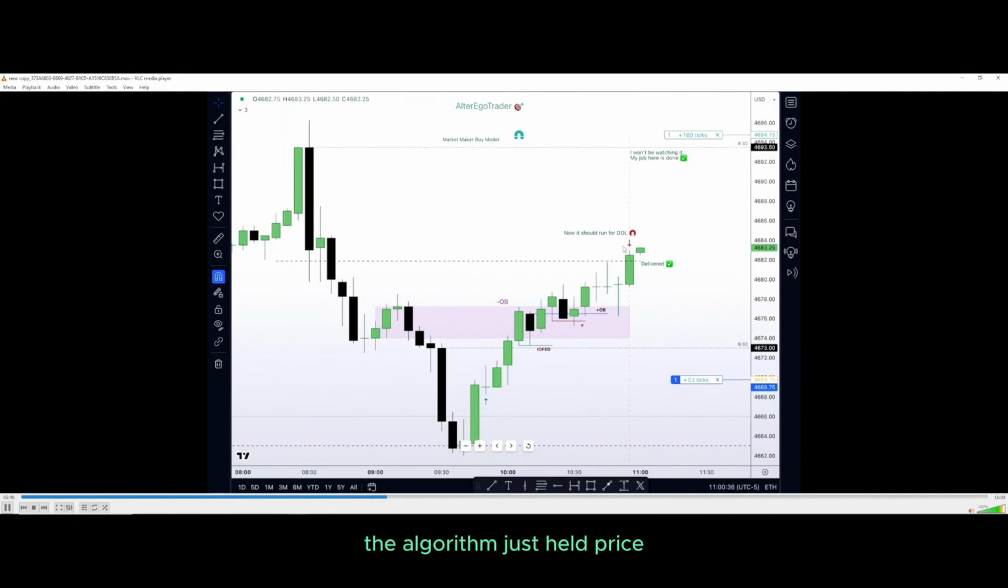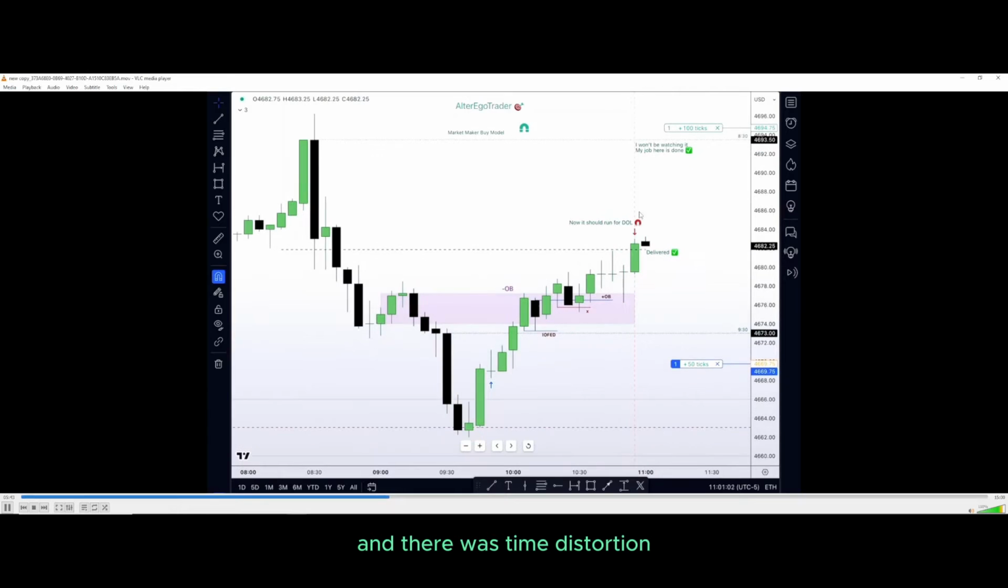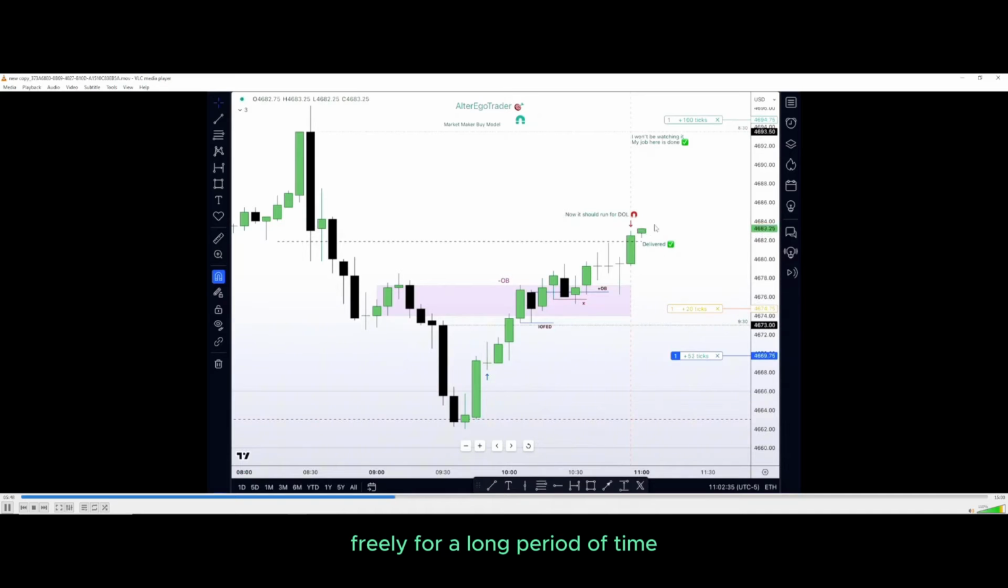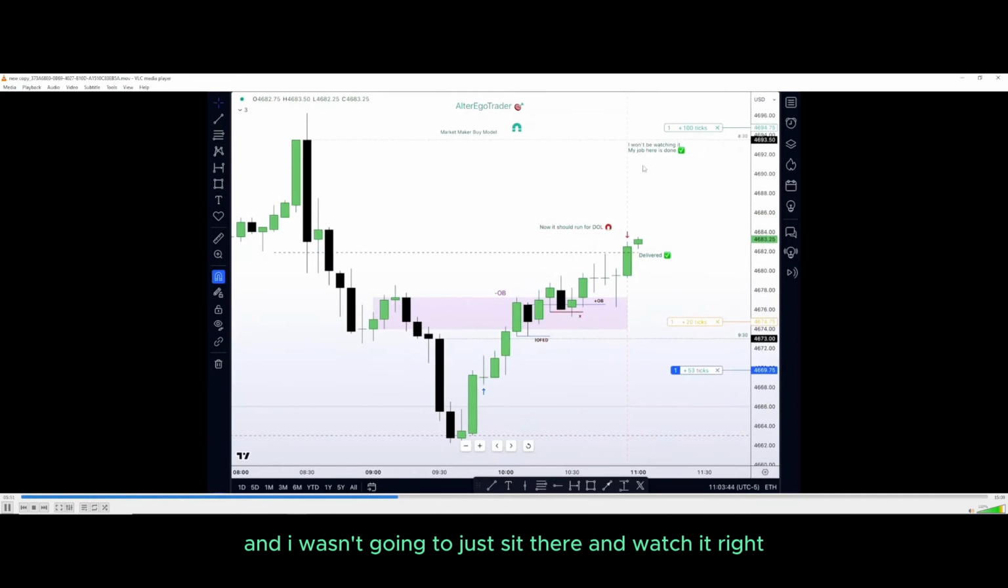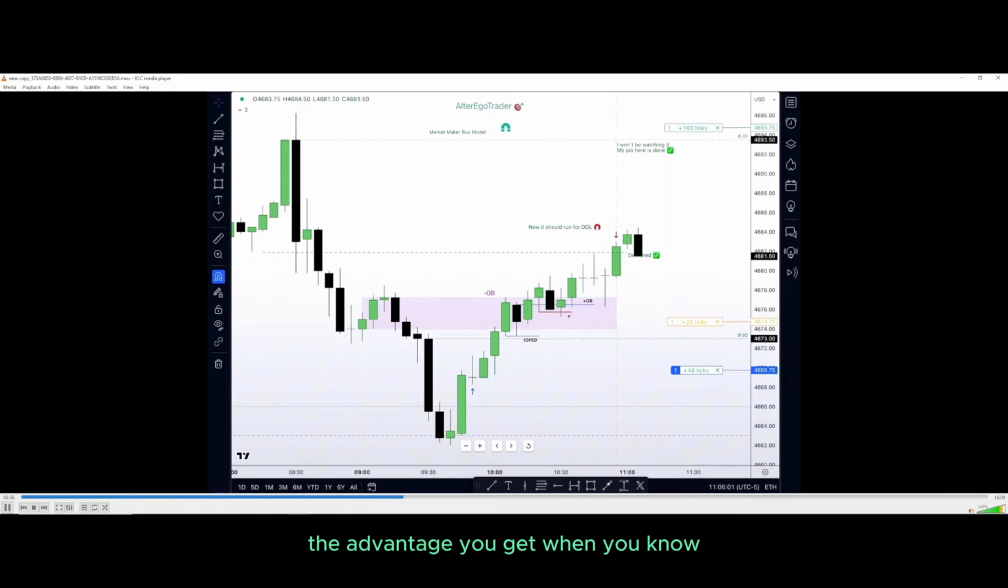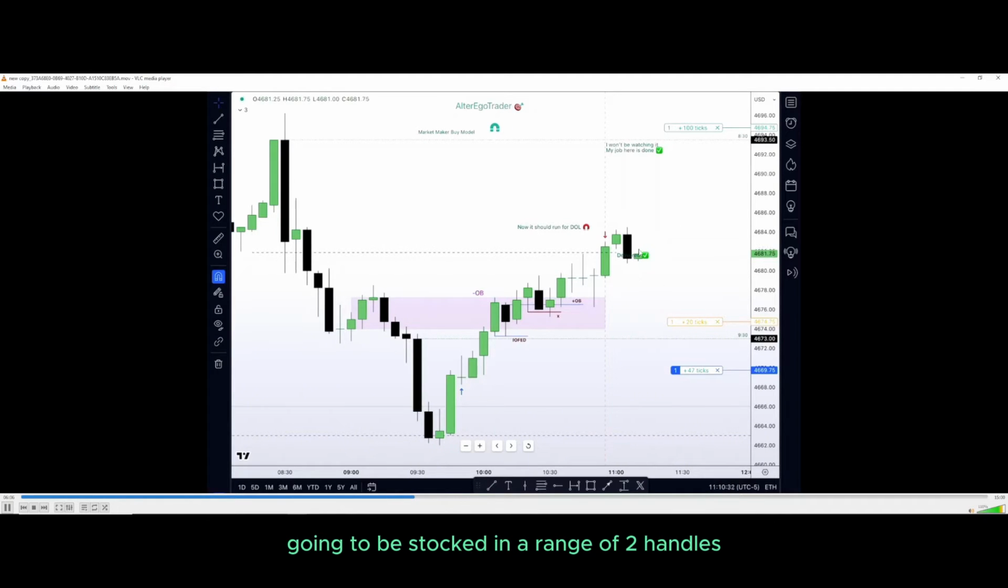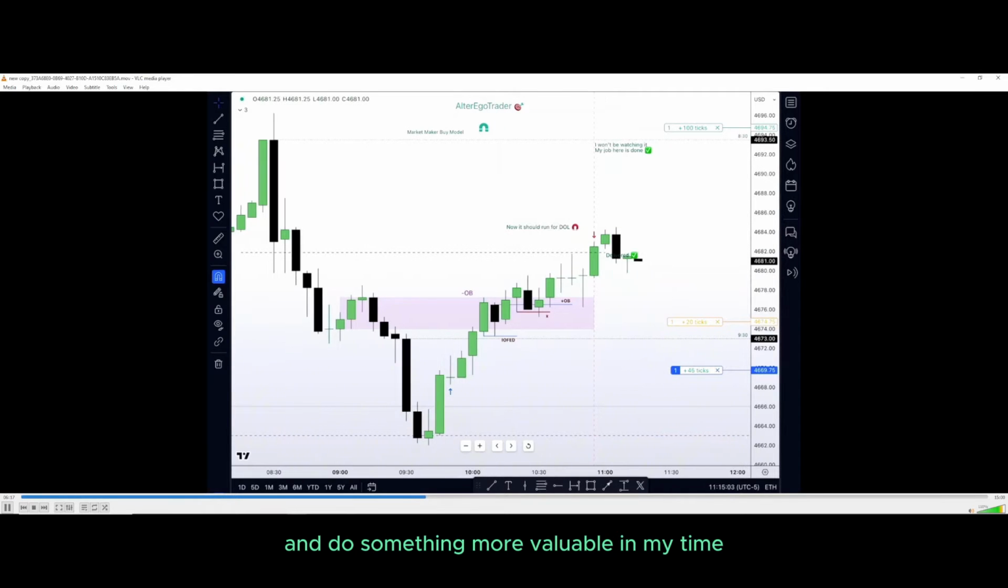After that, what really happened is the algorithm just held price, and there was time distortion. Price was not really allowed to move freely for a long period of time, and I wasn't going to just sit there and watch it. That's the perk, the advantage you get when you know what's likely to happen at certain times. I don't think there's any point in just sitting down if the market is going to be stuck in a range of 2 handles, 2 points, for hours. That's pointless. I would rather spend my time doing something more valuable.